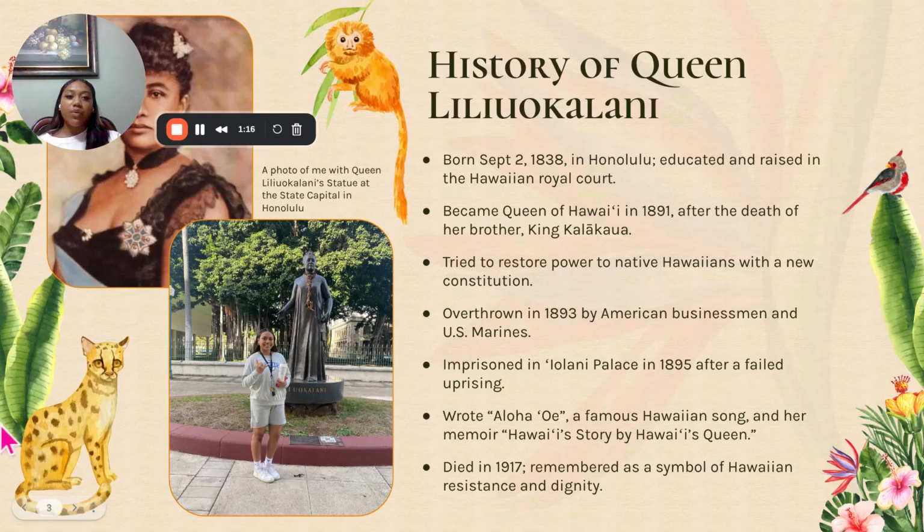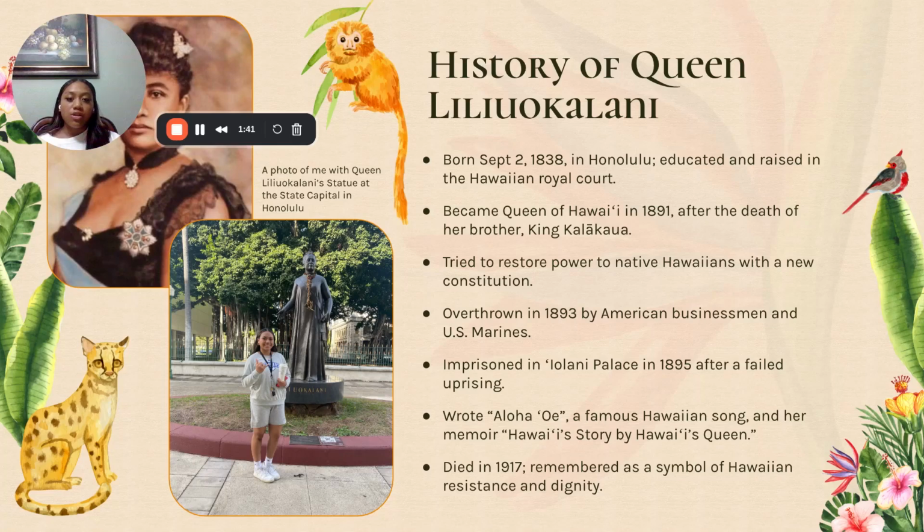History of Queen Liliuokalani. She was born September 2nd, 1838 in Honolulu. She was educated and raised in the Hawaiian royal court. She became Queen of Hawaii in 1891 after the death of her brother King Kalakaua. She tried to restore power to Native Hawaiians with a new constitution.